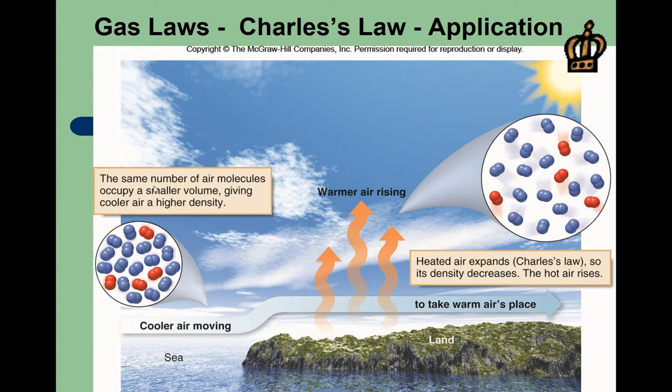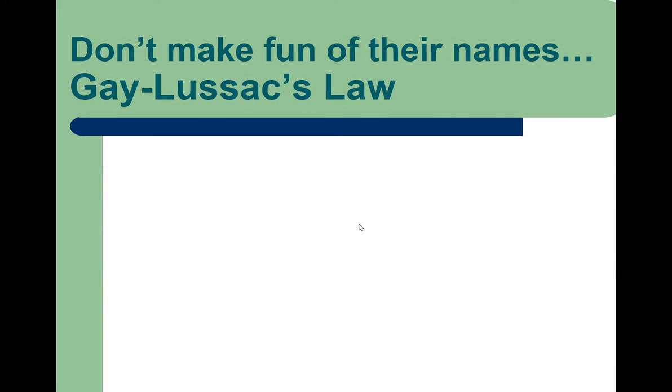So the same number of air molecules occupy a smaller volume, giving the cool air higher density. Warmer air rises because it needs more volume. So heated air expands, Charles' law, so that its density decreases and hot air rises. So you can see that going over there.